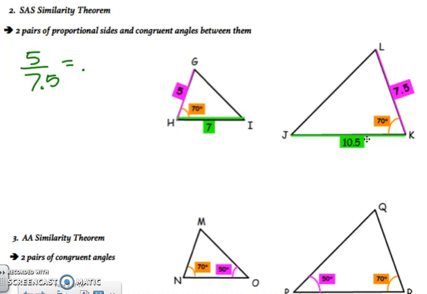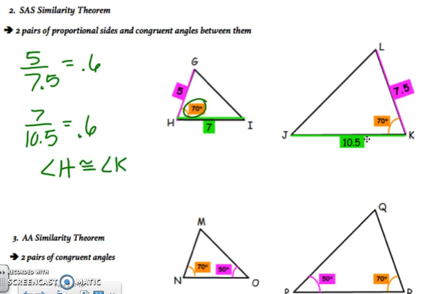You would get 0.6. And then we're going to do 7 over 10.5. So when I reduce that, I get 0.6. Okay? And then I know angle H is congruent to angle K because I see it. So then these triangles would be similar. So I would say yes, these are similar triangles.